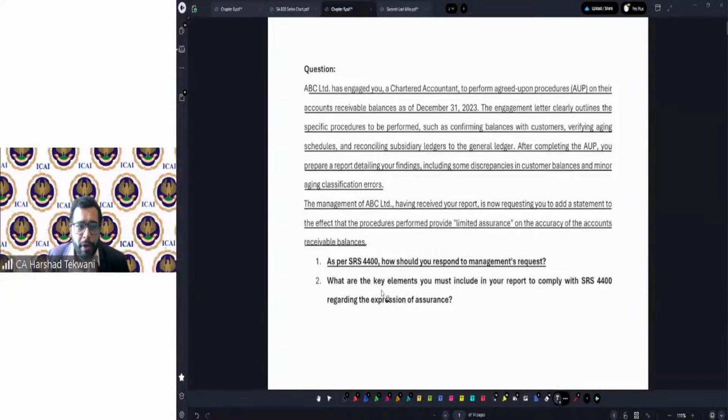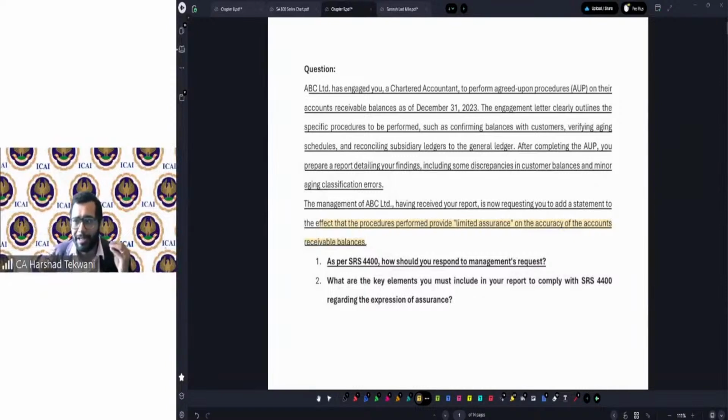Management is asking you to include the statement that the procedures that were performed provide limited assurance on the accuracy of the accounts receivable balances. Management is asking to include this statement. So what is the problem in this statement basically? What do you think is a problem in this statement? Very good, Rakesh. Yes, absolutely correct. Come on, guys. Anyone else? What do you think the issue here is in this particular statement?